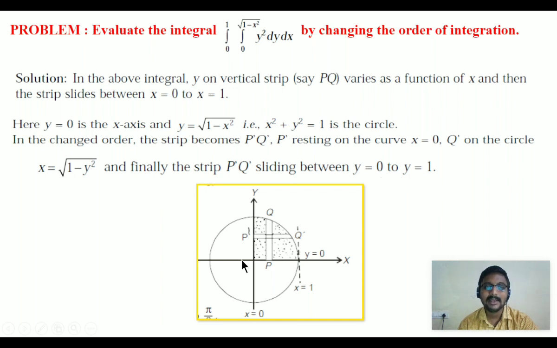x limits are: x varies from 0 because the y-axis equation is x equal to 0, and the strip resting on Q dash on the circle, here x is root of 1 minus y square, thus x limits are obtained. X limits must be a function of y, and y limits must be constants. So whenever we find the limits, then the problem can be easily solved.